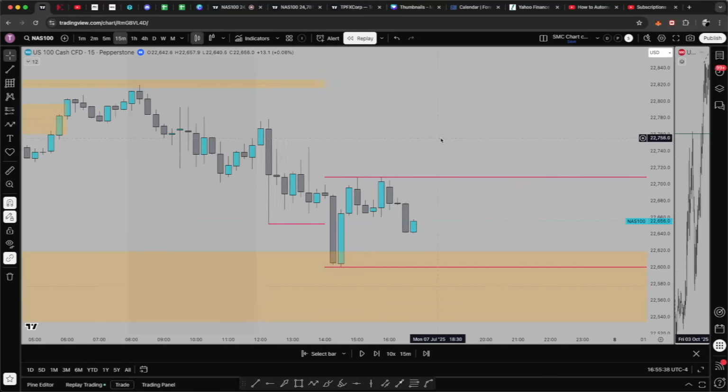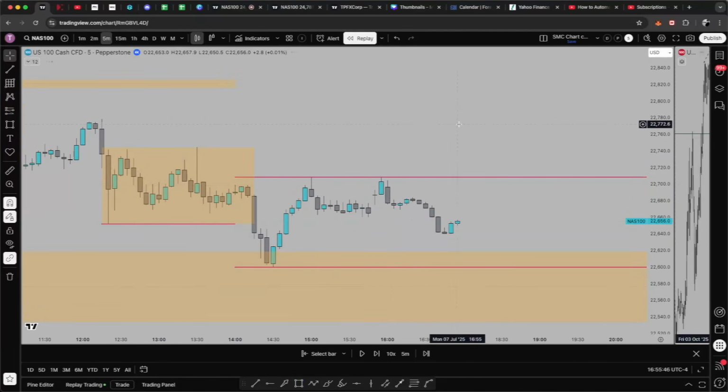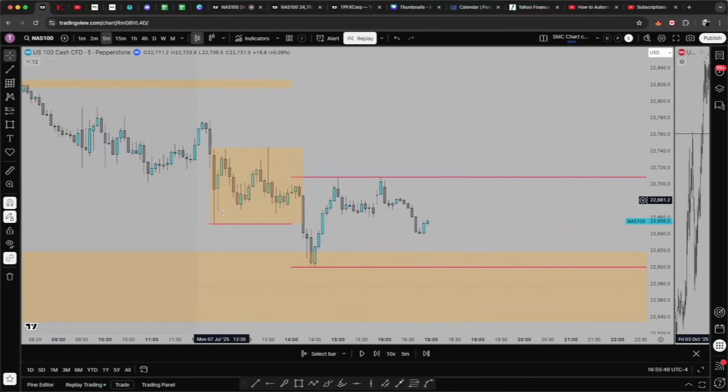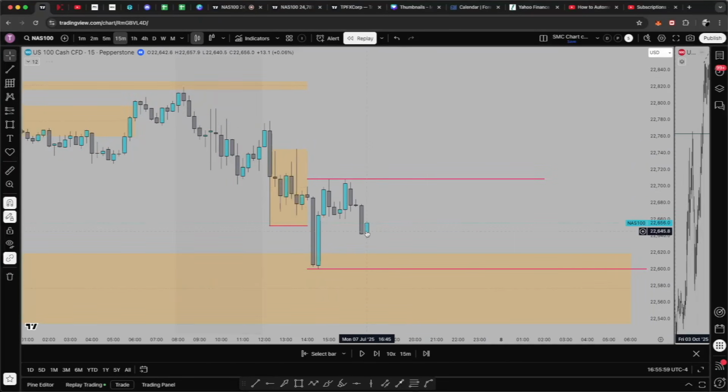Well, notice that we have an accumulation right here, right? Probably if I go, let's see if I go 5 minutes. You see that accumulation, manipulation, and then look at how quick the price came back inside the range, right? See how quick. So you could have executed probably on the 15-minute or even on the 5-minute. It doesn't matter right here because you can see it clear.